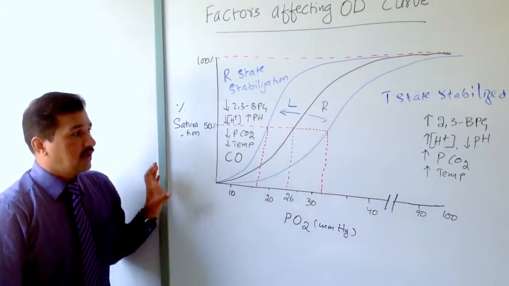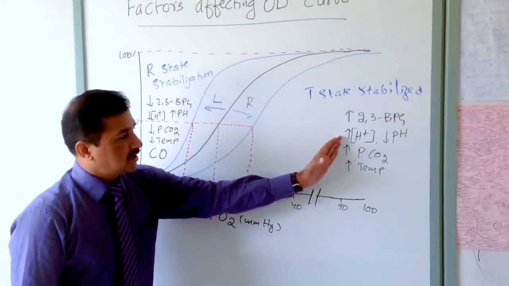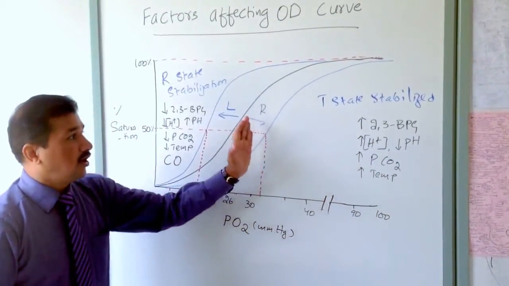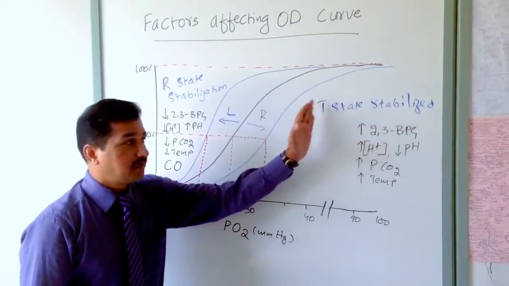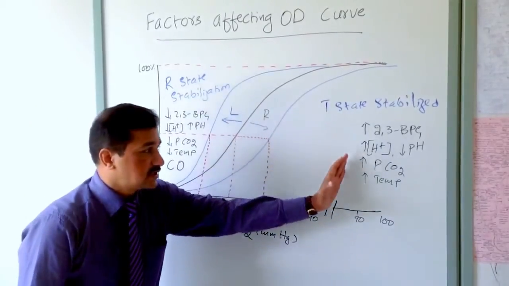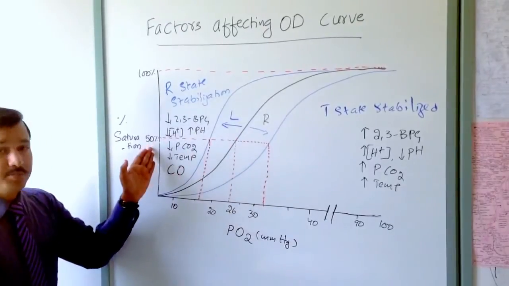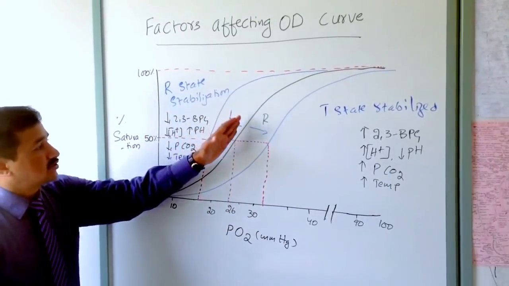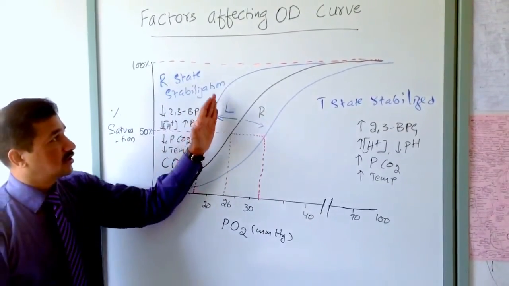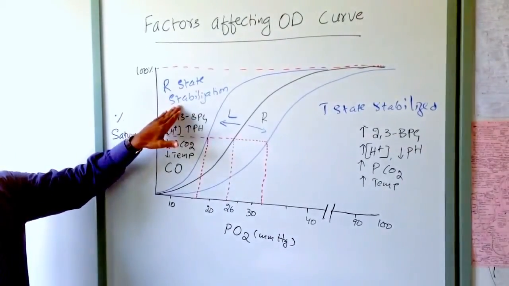Let me quickly brief it out. An increase in 2,3 BPG, an increase in H plus ion concentration, a decrease in pH, an increase in PCO2, and an increase in temperature all stabilize the T state of hemoglobin and shift the oxygen dissociation curve towards the right side. In the presence of all these factors, you need more partial pressure of oxygen to reach the same P50, whereas the factors which shift the curve towards the left side, towards the more hyperbolic side, all stabilize the R state of hemoglobin.